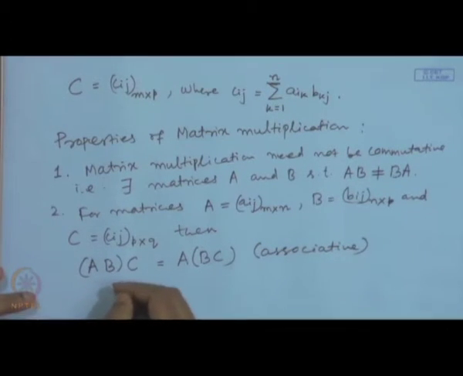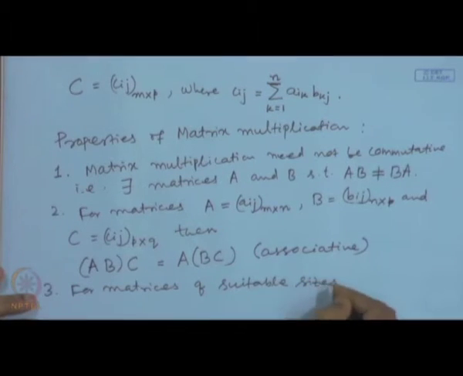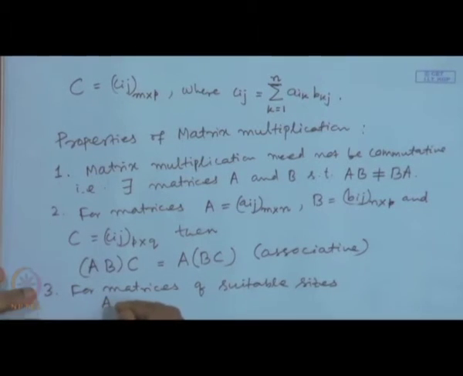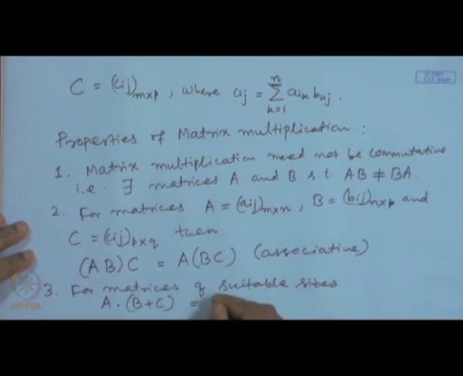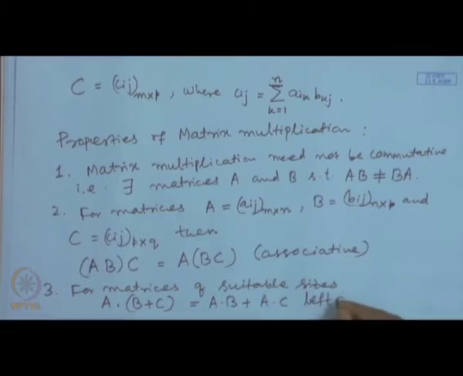Also, this matrix multiplication is distributive over addition. For matrices of suitable sizes, we have A dot (B plus C) is equal to A dot B plus A dot C. This property is called left distributive.